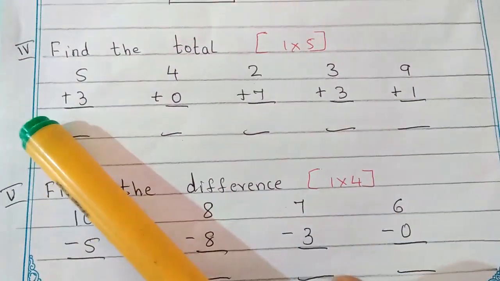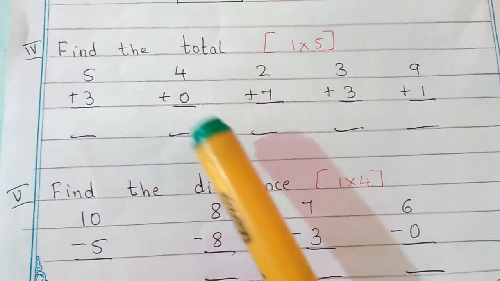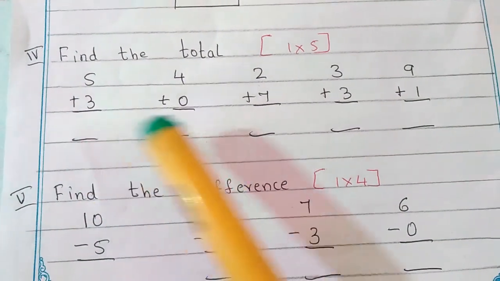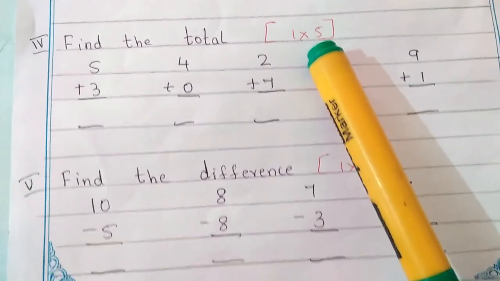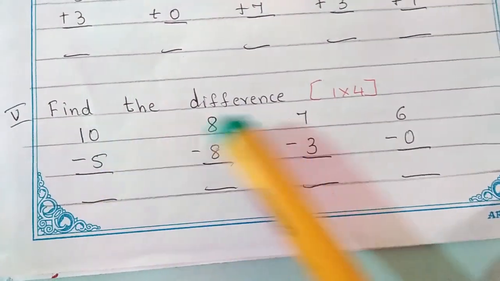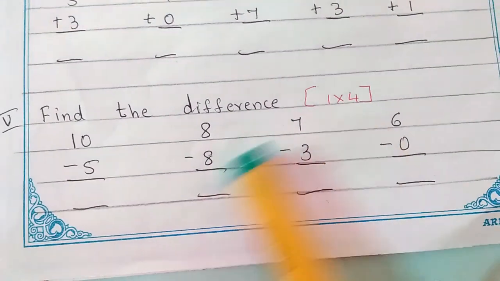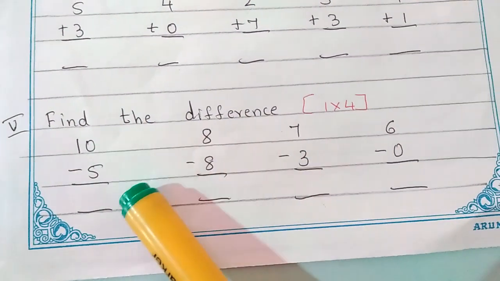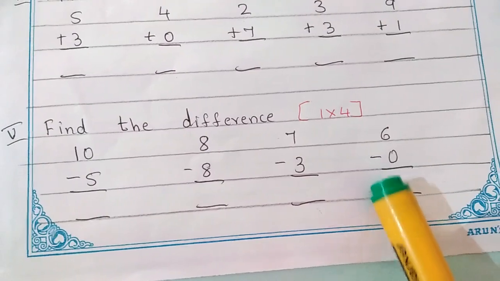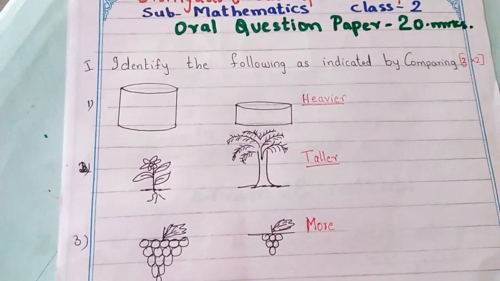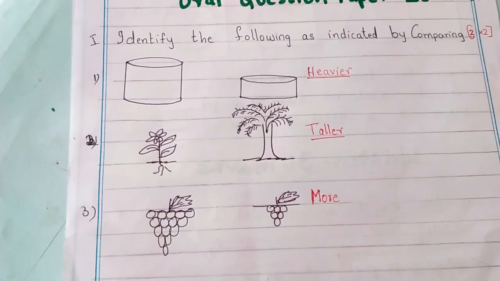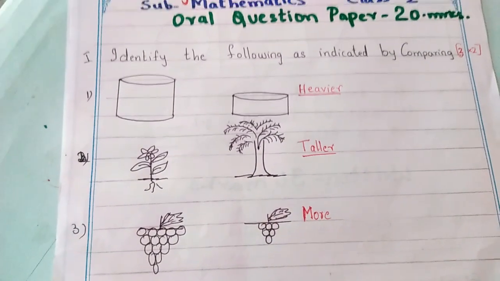Next question. Find the total. The child is supposed to add the numbers and find the total. So totally there are 5 sums for 5 marks. Moving to the next one. Find the difference. So totally you have 4 sums here. The child has to subtract and find the difference. This is for 4 marks. So let's have a look at the entire question paper.